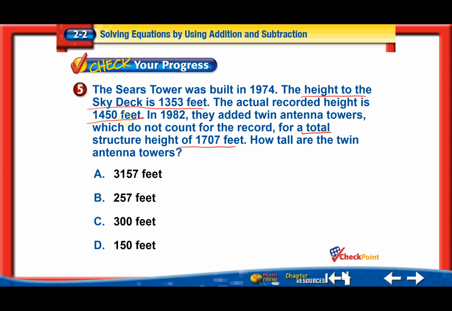So we take the recorded height. They may have given us too much information here because I only need 2 things. So how tall are the antennas? I'm going to use A for antenna. The total height is 1,770. And I need to decide which one of these numbers, the height of the sky deck or the actual recorded height? I think we're going to go with the recorded height because that's the top of the building. The sky deck, if you've been there, is not quite at the top of the building. So the height that we're trying to figure out is from the bottom of the antennas to the top of the antennas.